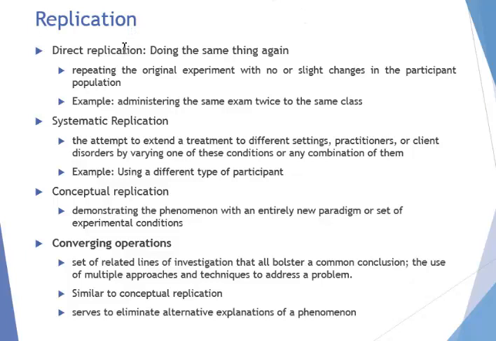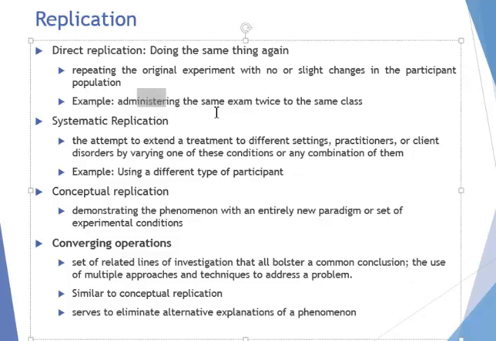There's direct replication, which just means doing it again. You do the experiment once, you get certain results, okay, no problem. Get a new experimental group, a new control group, new groups of subjects, and do the same thing all over again. An example would be administering the same exam twice to the same class. You want to see if it's a good result.